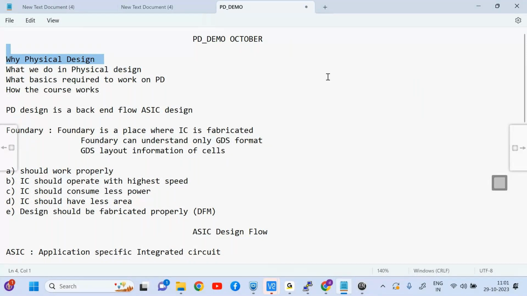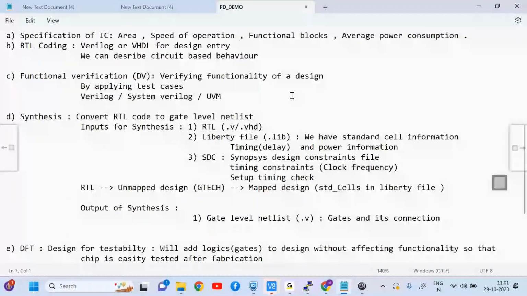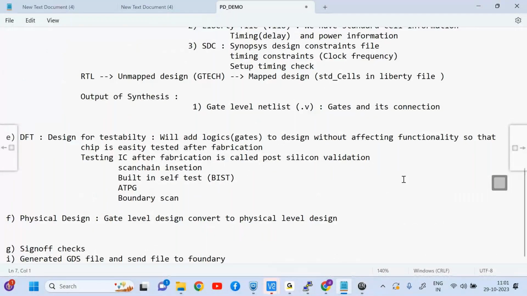Next we'll learn what we do in physical design. Next we'll learn what basics are required for physical design. Then how the course works. That we'll see after the break. So at 11:10 we'll start again. Take a 10 minutes break. We'll start again at 11:10.